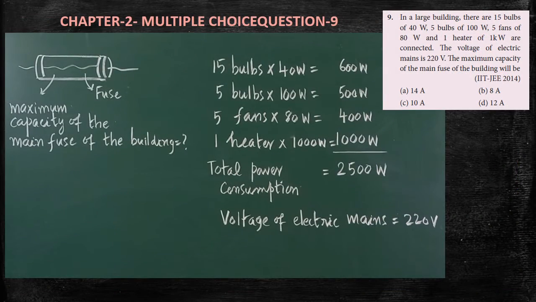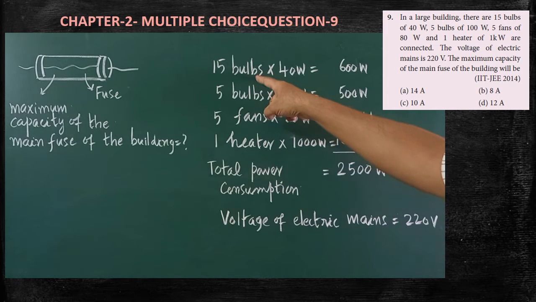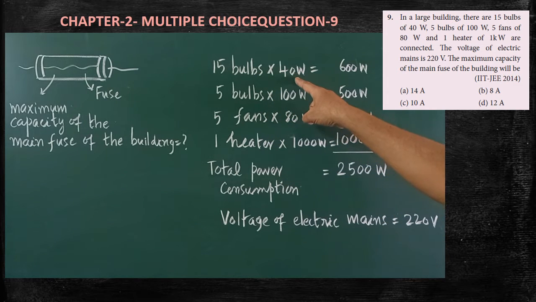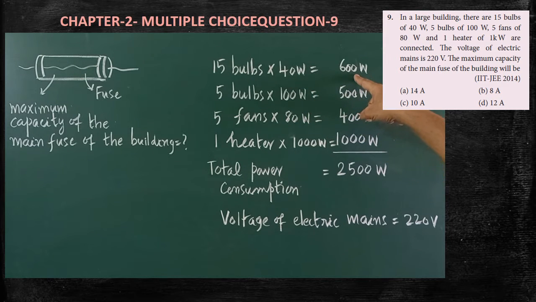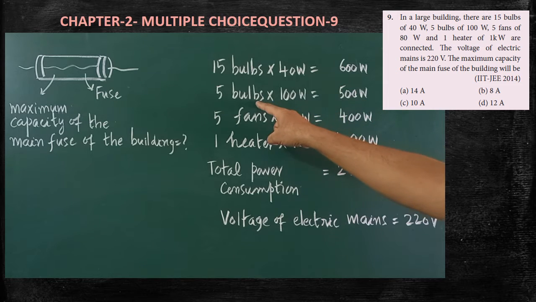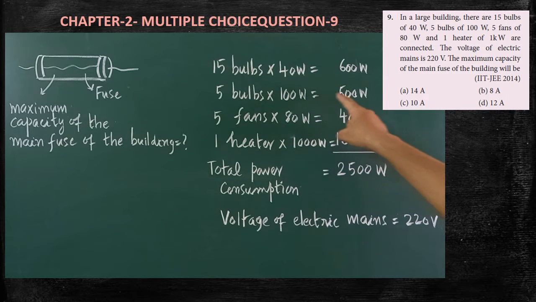Now we are going to solve the 9th problem in chapter 2 multiple choice question. Here, what is mentioned in the problem? In a large building, these are the appliances which are used. 15 bulbs are used. Each one of them, their power consumption is 40 watt. And the 15 bulbs' total power consumption is 600 watt. 5 bulbs of 100 watt, and its power consumption is 500 watt.